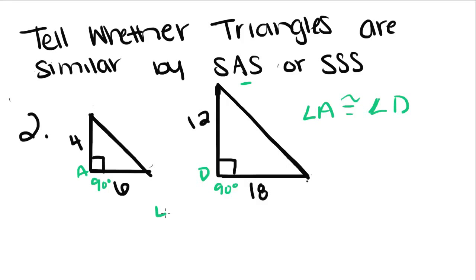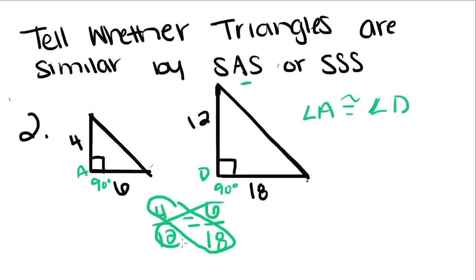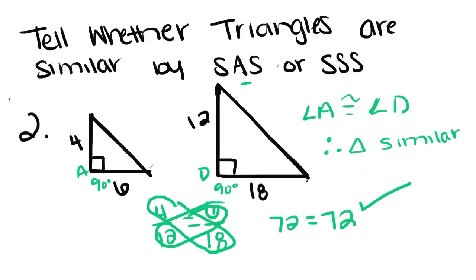So now we're going to put the little triangle over the big triangle and set it equal to the little triangle over the big triangle. Then we're going to cross multiply and you get 72 is equal to 72. So those sides are proportional. Therefore, these triangles are similar by side-angle-side.